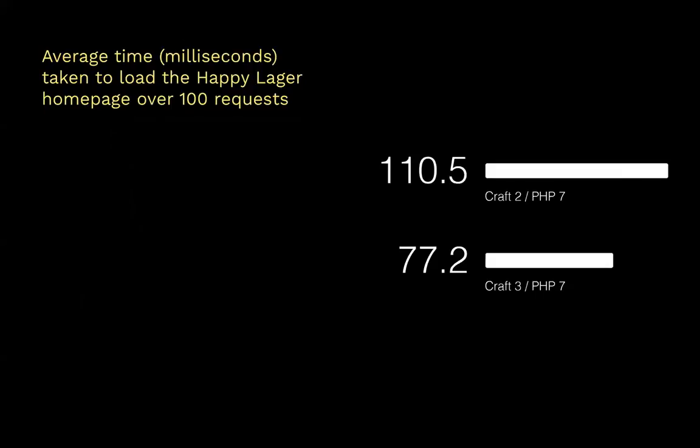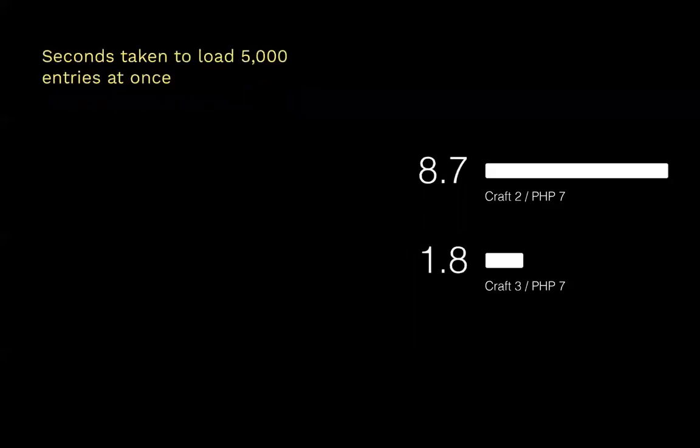The end result of a lot of our refactoring work is that load time is much faster. We have a demo site called Happy Logger, and running Craft 2 on PHP 7 versus Craft 3 on PHP 7, you can see the difference. We were able to take it from 110 to 77 milliseconds for time to first byte. We've also drastically improved general query performance. A big part of the performance improvements came from just queries. Loading 5,000 entries in Craft 2 took 8.7 seconds versus 1.8 in Craft 3.